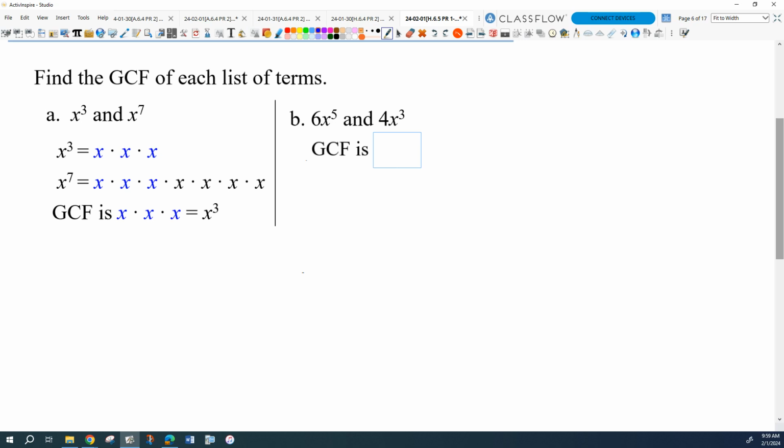So what about this guy then? 2x cubed. Okay, good, because the number part of the GCF, the greatest common factor of 6 and 4, is 2. 2 is the biggest number that divides into both evenly. And the biggest common power of x is x cubed. Okay.